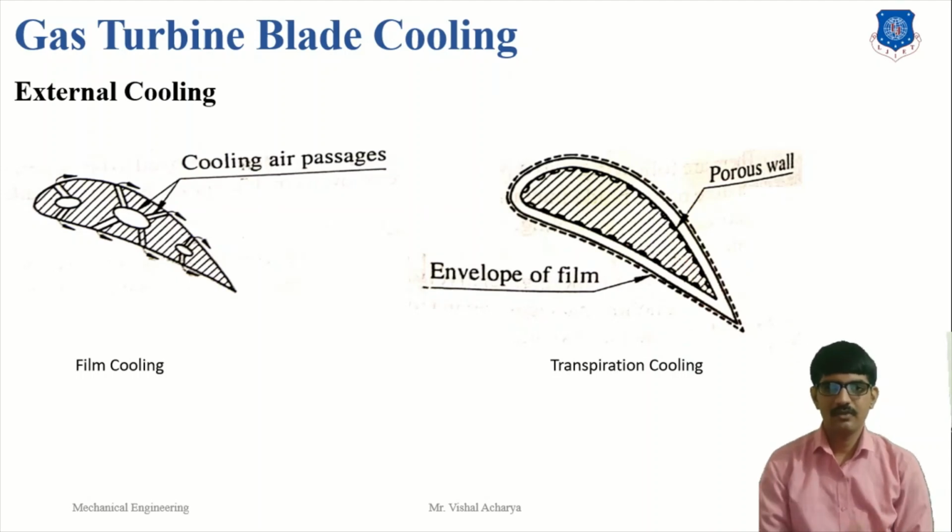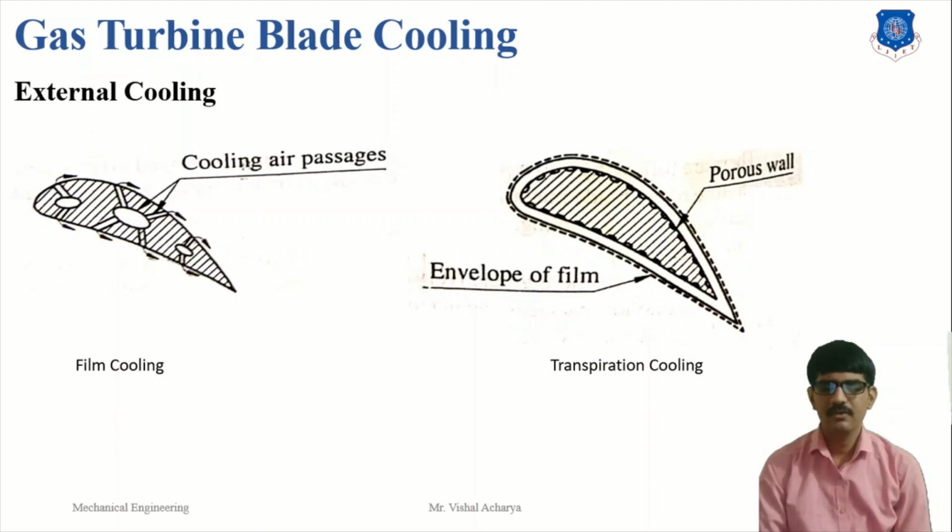In external cooling, the bypass air is exited out through small holes at different locations of the turbine blade. This relatively cold air creates a protective blanket and protects the turbine blade from the hot gas environment. External cooling can be of two types. First, film cooling, and second is transpiration cooling.